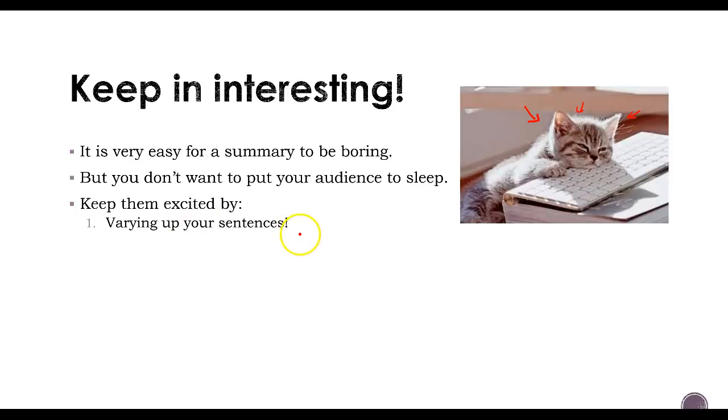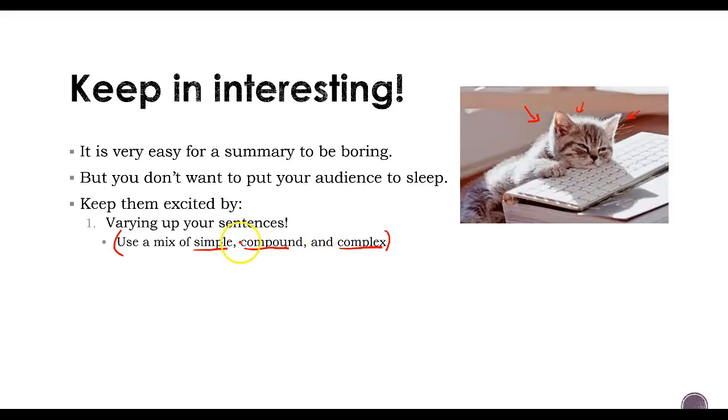So in lesson 6, we talked about different sentence types. Remember? Simple, compound, and complex, and also compound complex. One way to keep a summary interesting is by varying your sentences. Don't use sentences that are all the same length, especially sentences that are really short, because that sounds choppy. The author says this. The author then says this. Then the author says this. Short sentences like that sound really choppy, and it's really easy to become this bored kitty when you're listening to things like that.